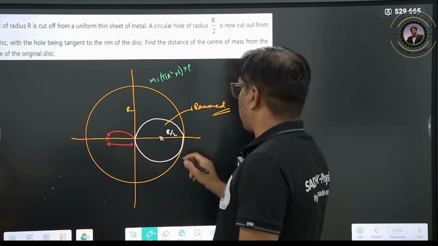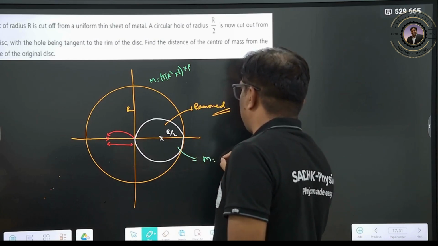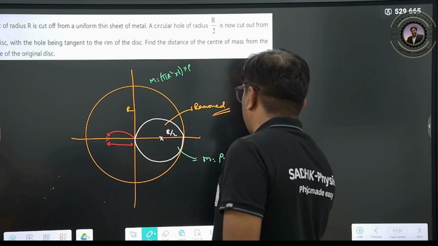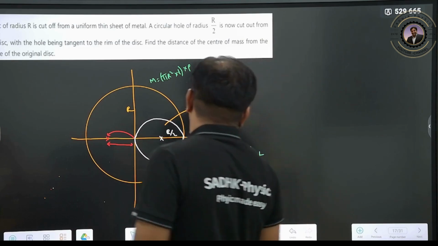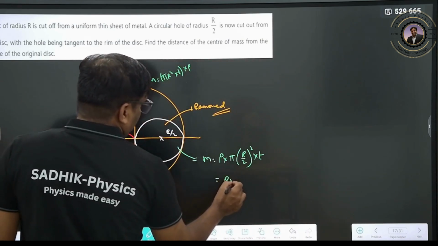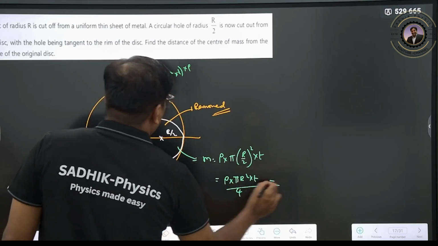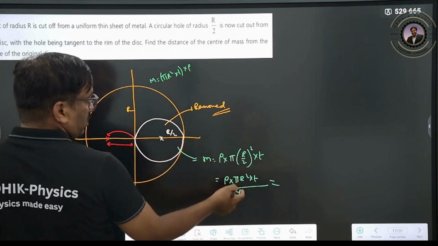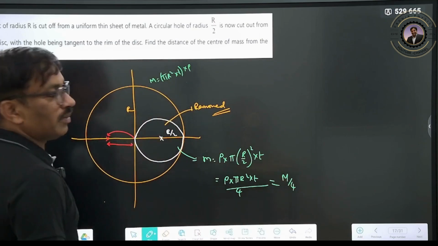Therefore, what will be the mass of the removed part? The mass of the removed part is density into pi into r by 2 whole square into thickness t. How much will it be? Density into pi r square into thickness t divided by 4. So this is pi r square, therefore it will be M by 4. So M by 4 mass is removed.